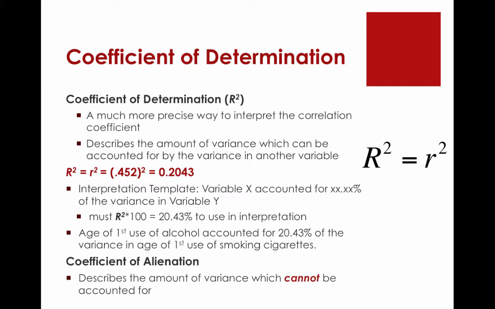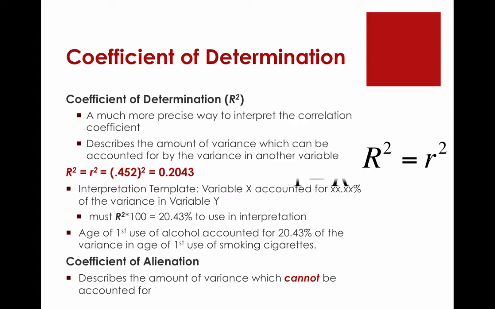It describes the amount of variance which cannot be accounted for between these two variables. Right? If you think about the age that somebody first drank alcohol and the age that somebody first used cigarettes, well, there can be so many other factors that can contribute to somebody drinking for the very first time, or somebody smoking cigarettes for the very first time, that it's not necessarily because of drinking or because of smoking that contributes to somebody drinking for the first time or smoking for the first time, right? There can be so many other factors out there that may have led to somebody drinking and smoking. This is what we describe as the coefficient of alienation.